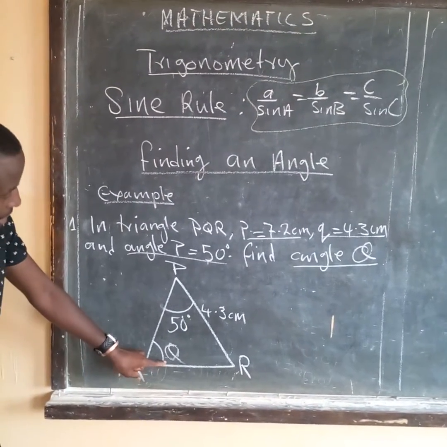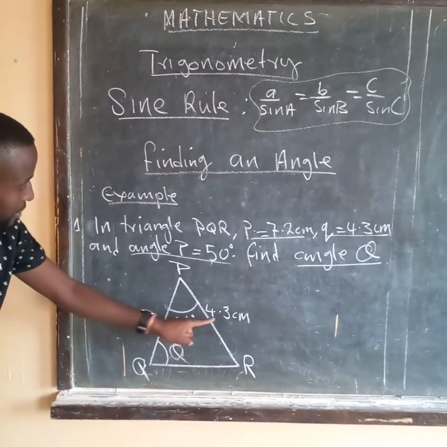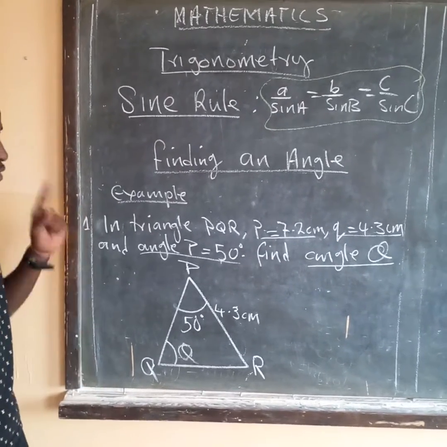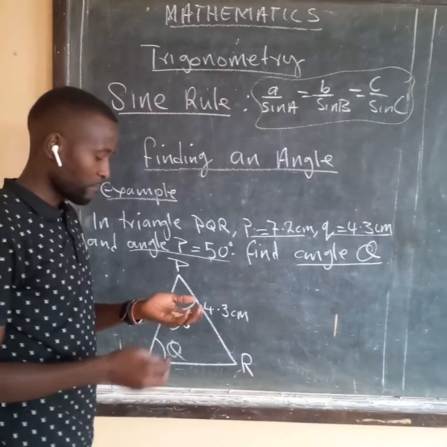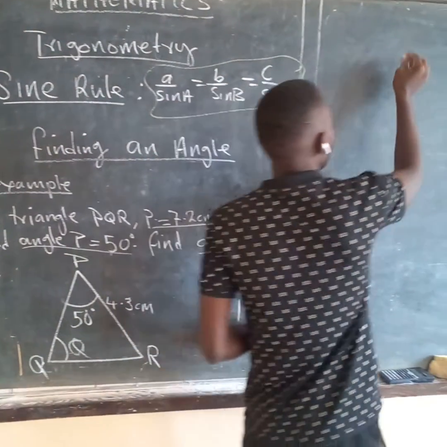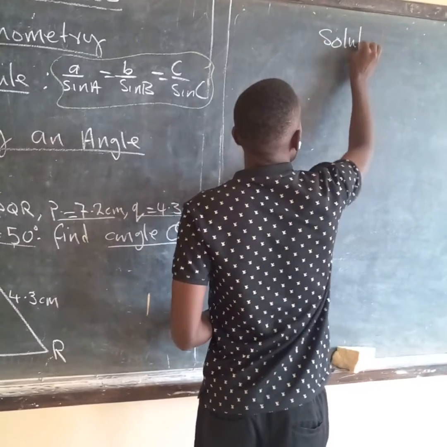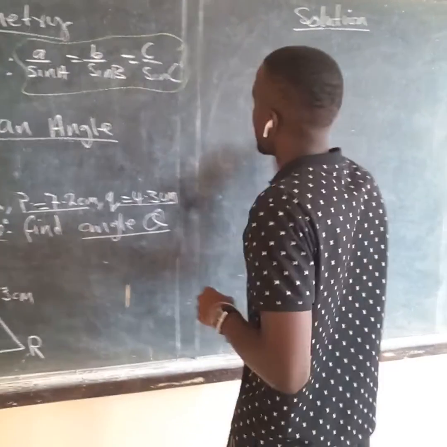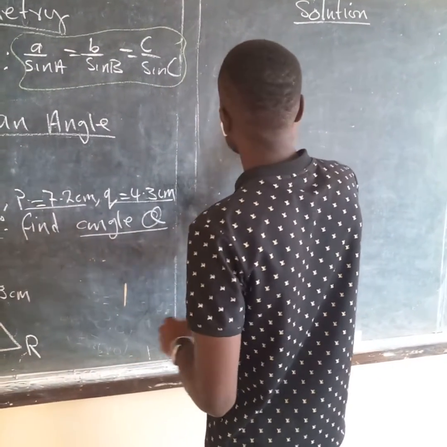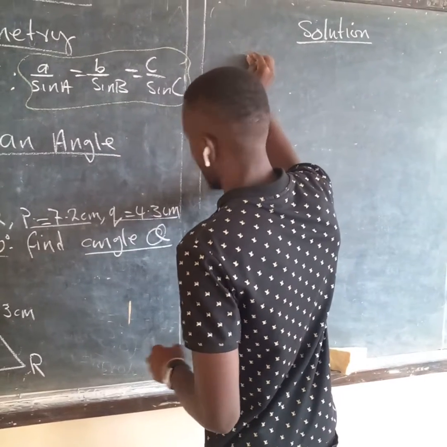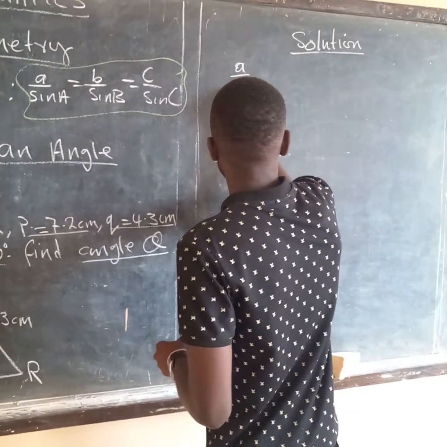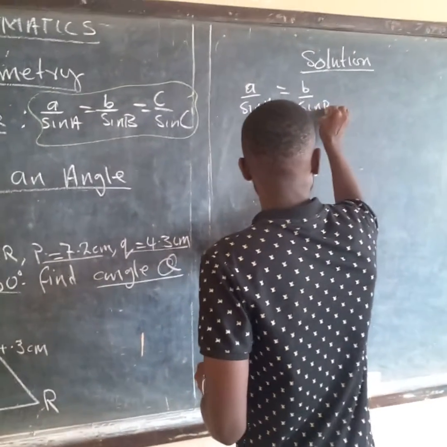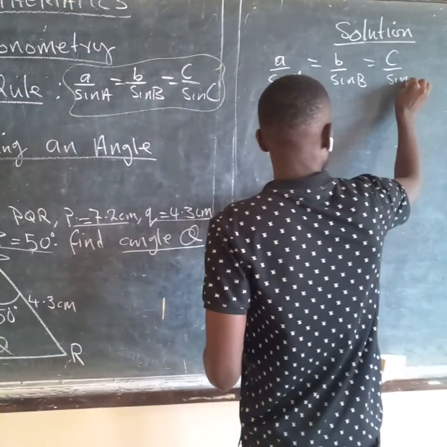So how do we find angle theta? Using the formula. When we are given a side plus an angle, we're going to find another angle. How do we do that? This is how we follow step by step using the formula. Let's do it here. Solution. Having known the formula, we are interested in finding the angle which is here. So we are told that a over sine A is equal to b over sine B is equal to c over sine C.